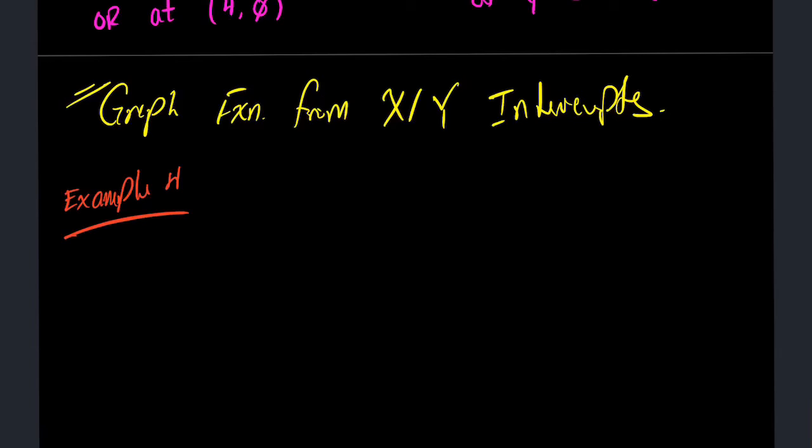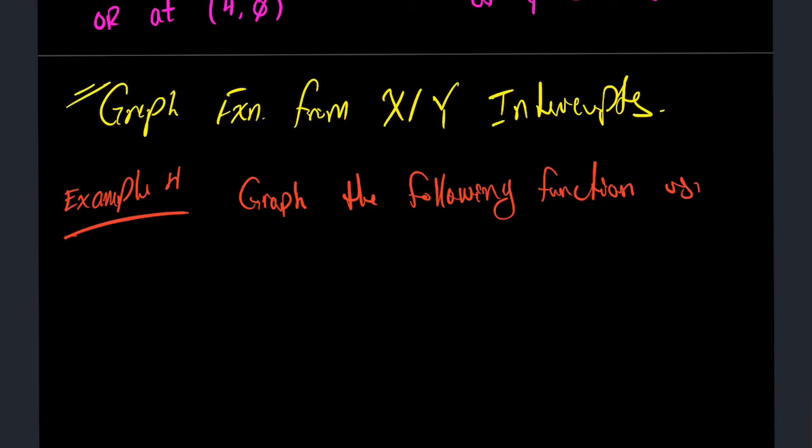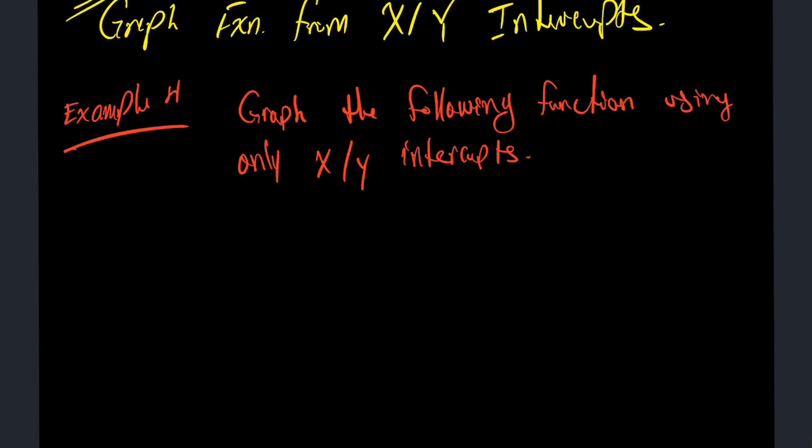Okay. Graph the following function using only x, y intercepts. Well, we could say relation, but let's be more specific. Okay, graph the following function with x, y intercepts in our function. Let's say that our function is y equals -2 over 5 x plus 2.